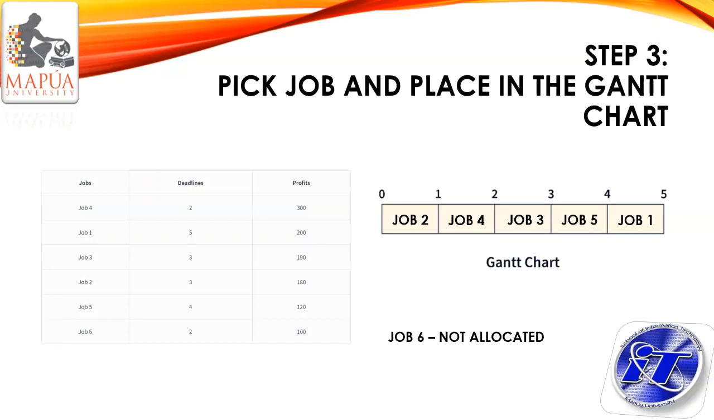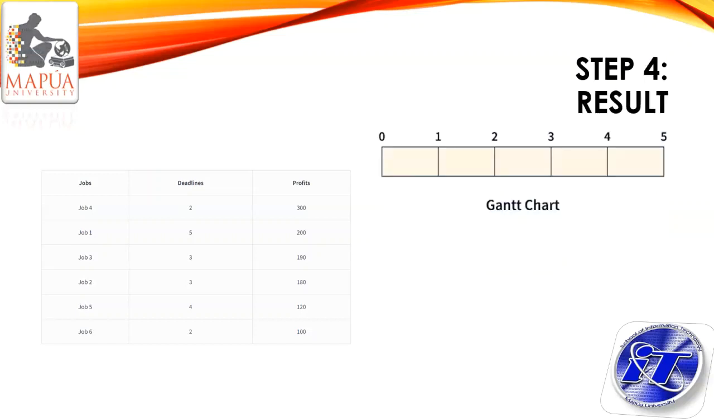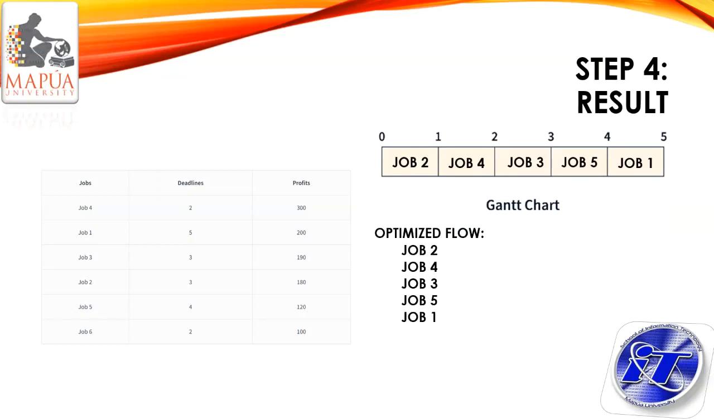So what is the optimized sequence based on our analysis? It will be job 2, followed by job 4, job 3, job 5, and last job 1. And the maximum profit is 990. So that's how we implement this algorithm.